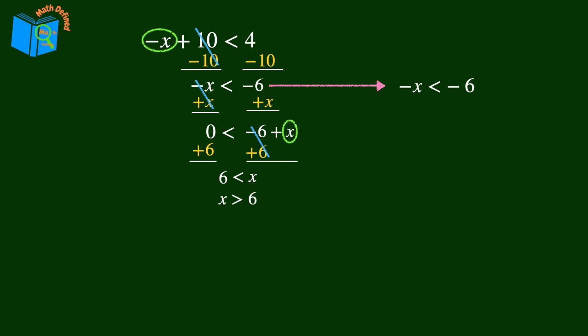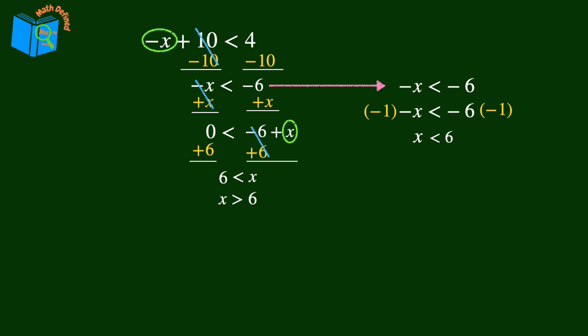Okay, let's solve for x again. But this time, we'll use multiplication. We will multiply each side by negative 1 to make the x positive. On the left side, negative 1 times negative x is positive x. On the right side, negative 6 times negative 1 is positive 6.